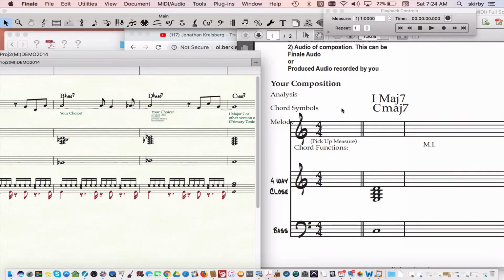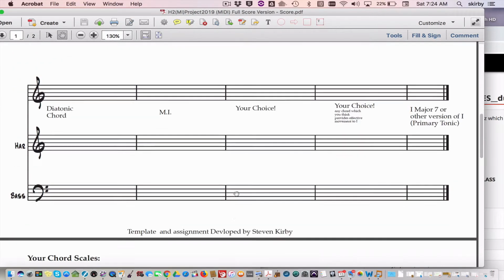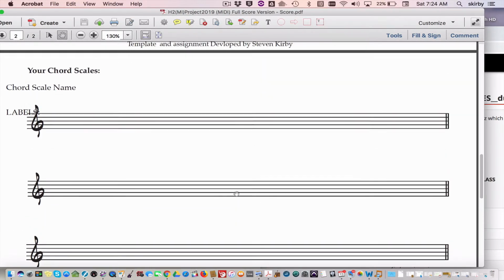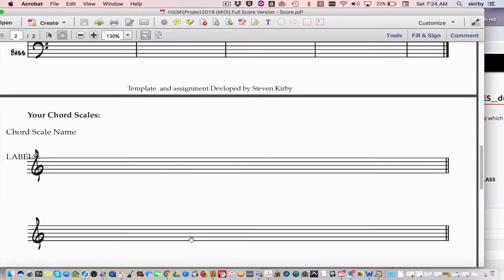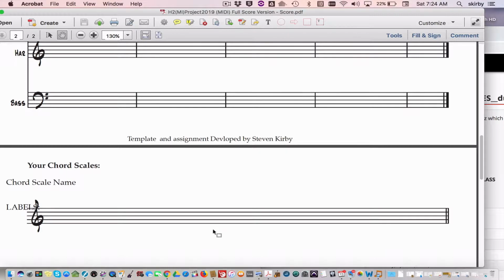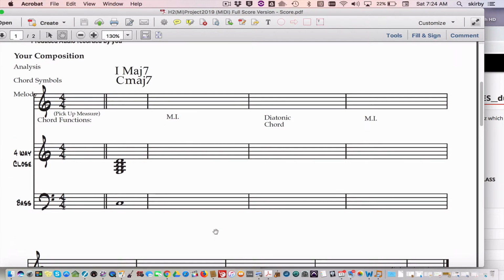You're going to use a three-stave score like this. And then, on a separate piece of paper, or actually on the second page of the score, you're going to write the chord scales for each chord. And in your melody, you're going to only use the notes from that chord scale. So you have to own your melody choices by connecting them to the chord scale.